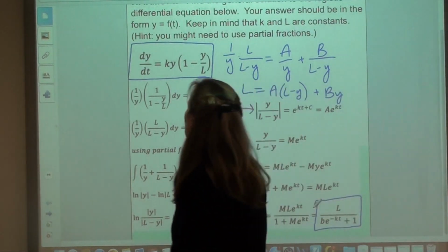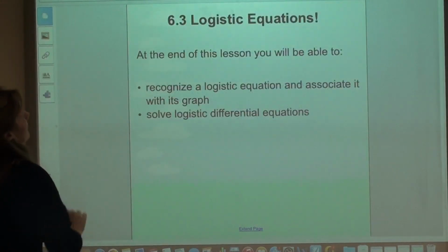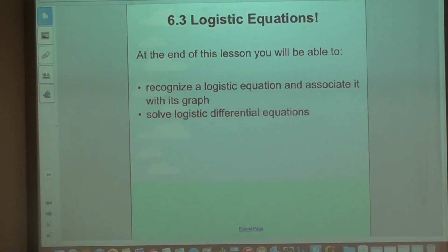And I've got them in the next slide, or in a couple slides. So today we're doing logistic equations. These are called logistic equations. This is section 6.3. We're back in chapter 6 for the last time. So today we'll be able to recognize them, graph them, and solve them.